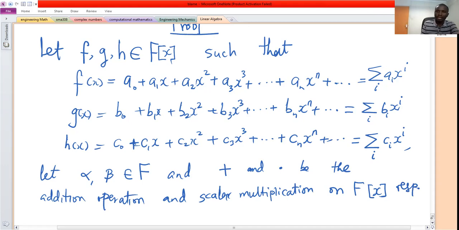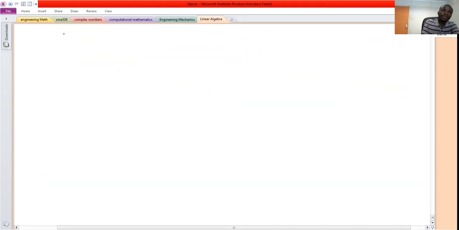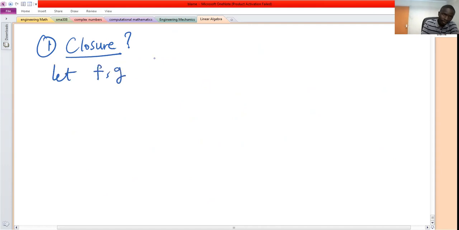So let's scan through the 10 axioms of our vector space. The first one is to test closure. Does closure with respect to addition hold in this set? So let f and g be functions in this set of polynomials.